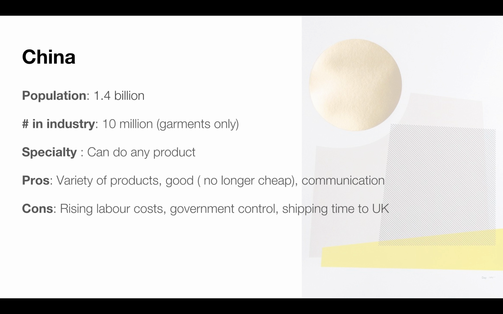But the cons for the retailers is rising labour costs, government control, so they might shut things down due to environmental issues. I'm remembering during the Beijing Olympics that for 3 months they shut down all the factories around Beijing because of the smog. But that was with no word of a warning. And then shipping time to the UK. Again, this can add significant time to your lead time.